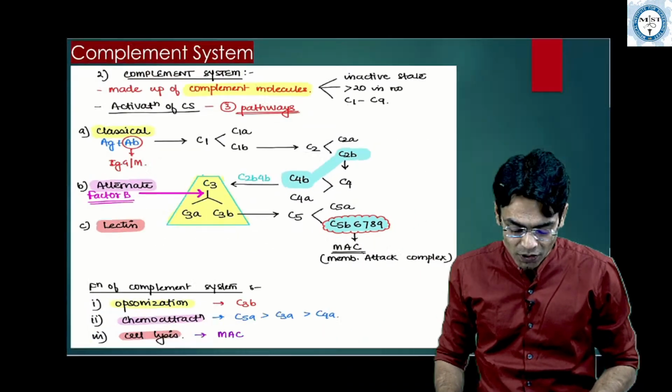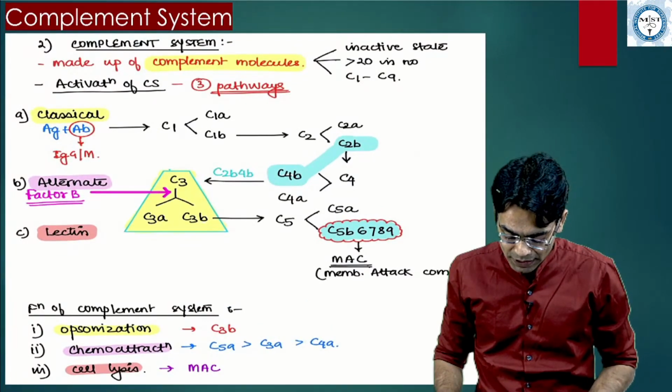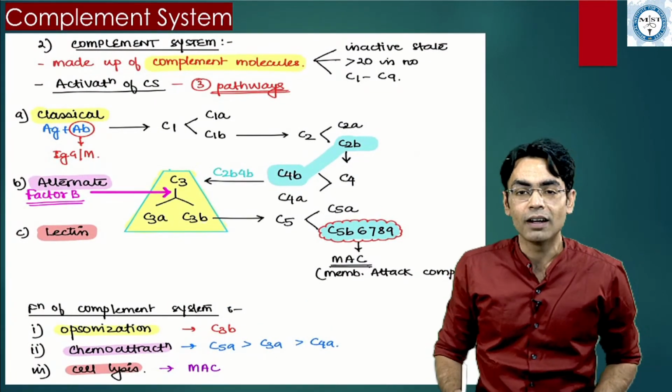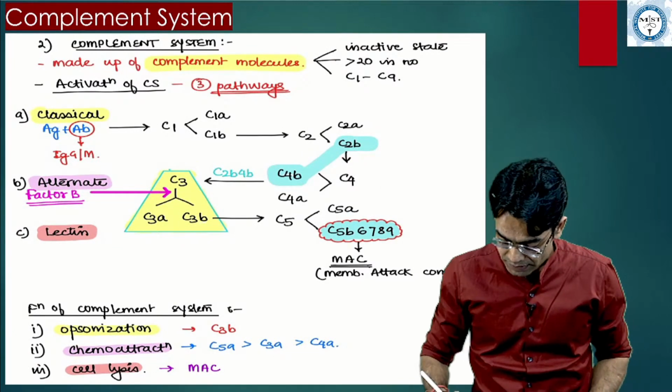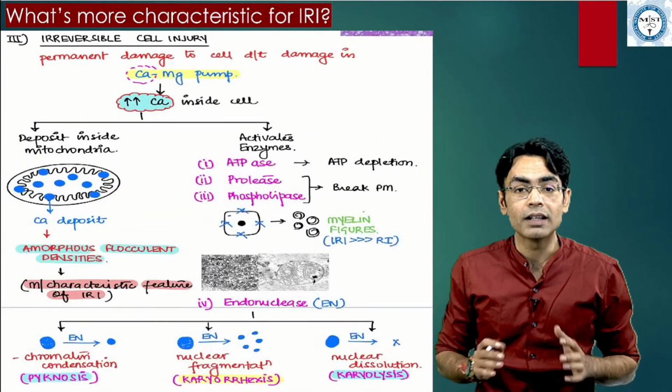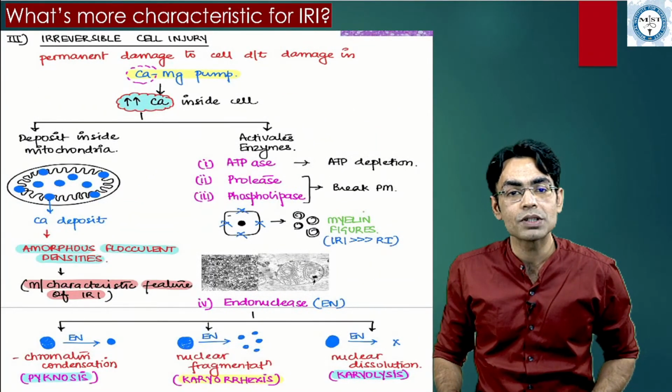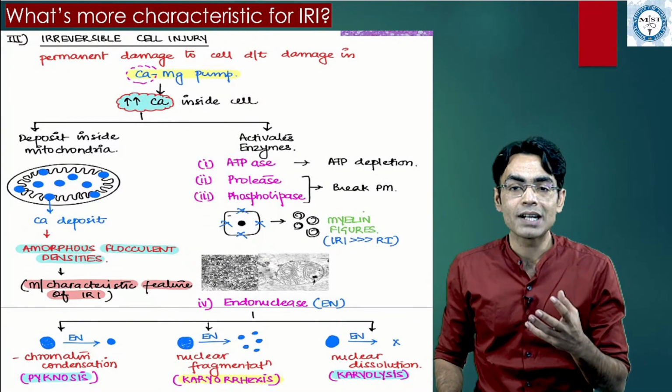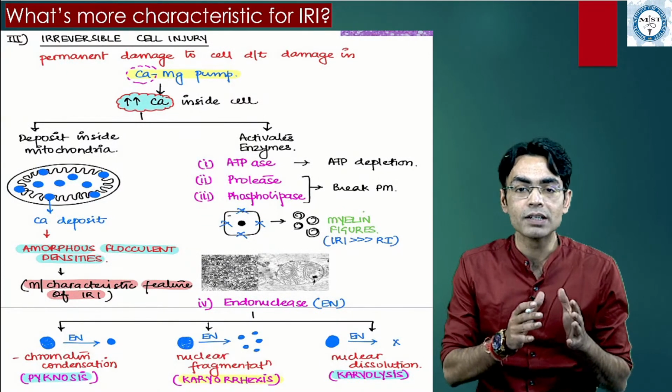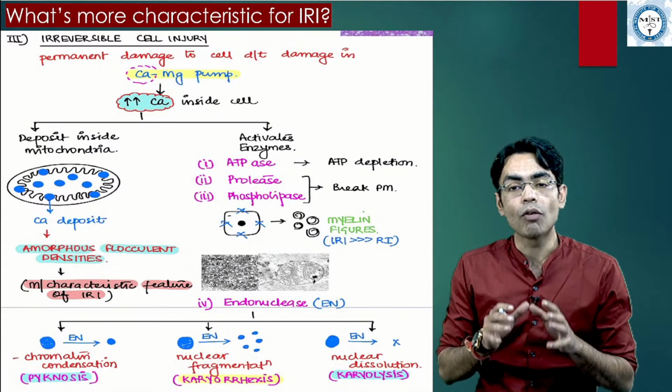Second query which I got was regarding the irreversible injury, and in the irreversible injury, you have asked why myelin figures cannot be a feature of irreversible injury.